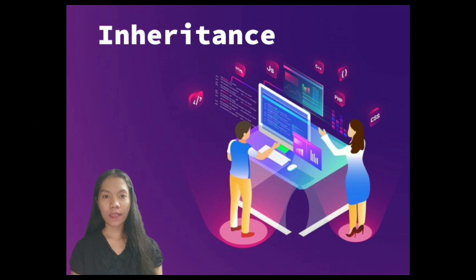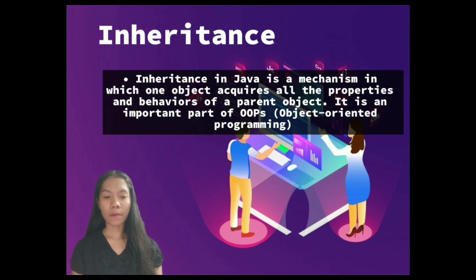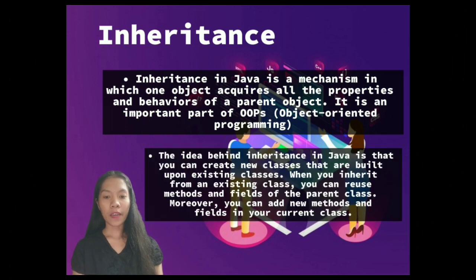Let's talk about inheritance. Inheritance in Java is a mechanism in which one object acquires all the properties and behaviors of a parent object. It is an important part of object-oriented programming. The idea behind inheritance in Java is that you can create new classes that are built upon existing classes. When you inherit from an existing class, you can reuse methods and fields of a parent class. Moreover, you can add new methods and fields in your current class.